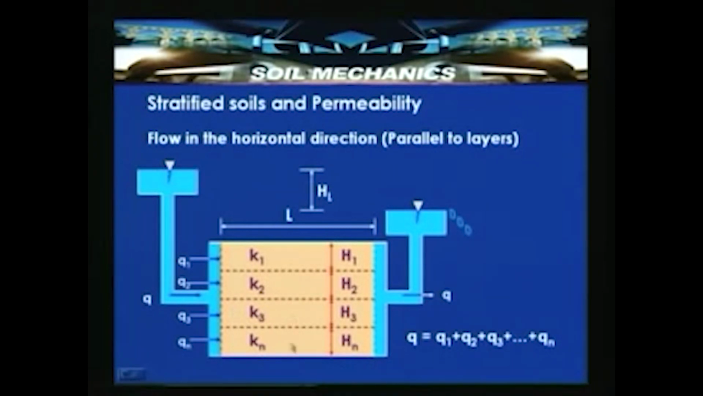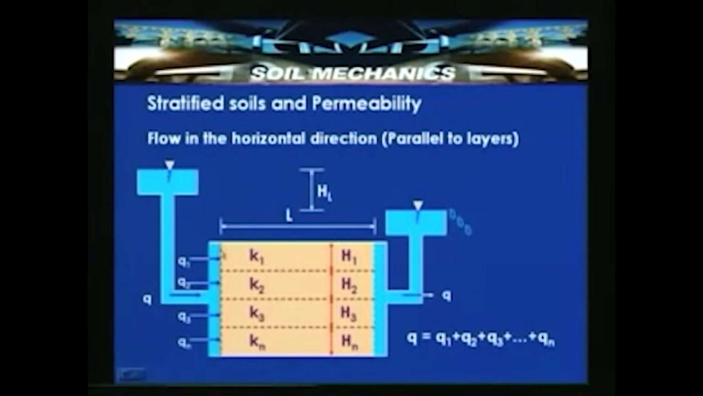Let us assume that we have a permeameter in which n number of layers having coefficients of permeability K1, K2, K3, K4 to Kn are placed horizontally at thicknesses H1, H2 to Hn. Now, if the length of flow allowed in the permeameter is L, then K1, K2, K3, K4 to Kn are the coefficients of permeability of stratified layers of thickness H1, H2, H3, H4 and Hn.